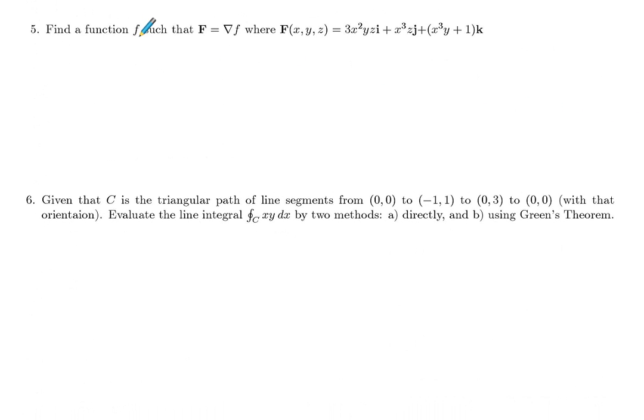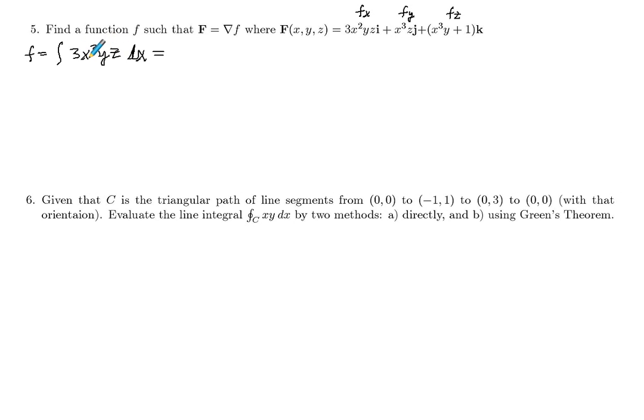Next up, we're finding the potential function f for this vector field, so it's three-dimensional. Same thing we did above, except we've got 3 variables. So here's our f sub x, x cubed z is our f sub y, and x cubed y plus 1, that's our f sub z. So to recover f, we're going to do the x integral of f sub x. So the integral of 3x squared yz dx. So y and z are constants.